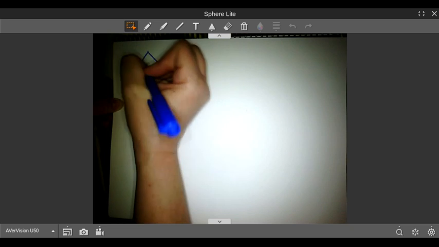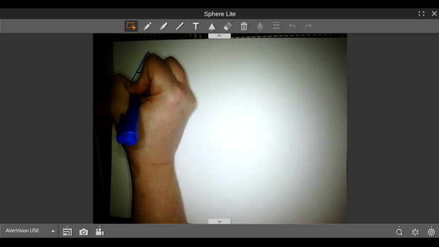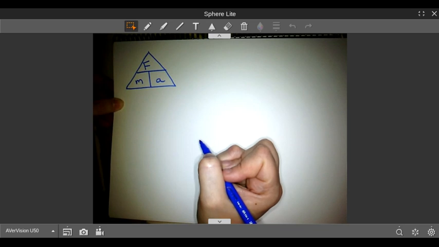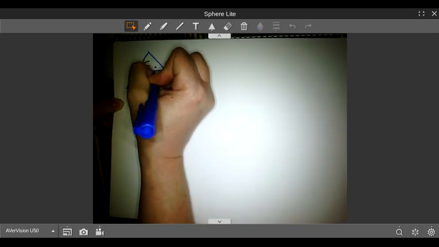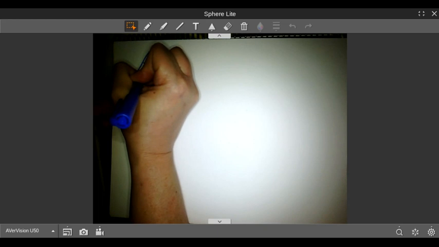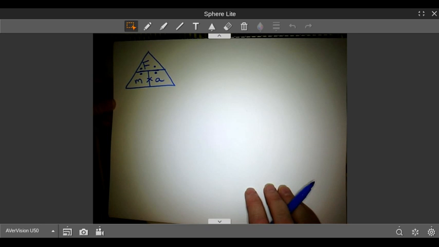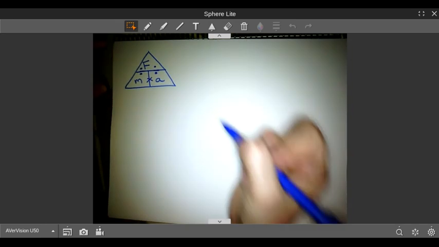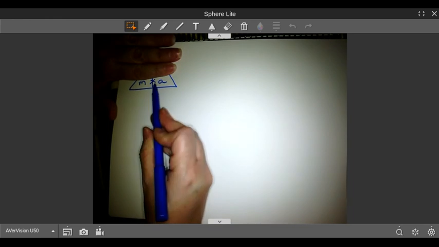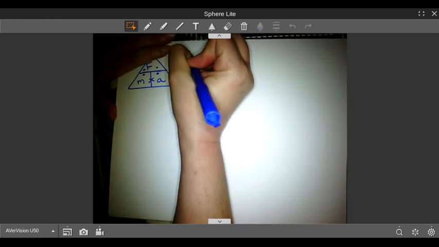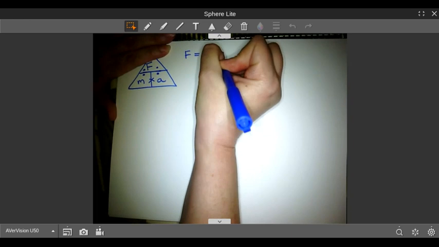So draw a triangle, F at the top, MA. So we know that there should be a divide symbol between both of these and a multiplication symbol here. Okay, so now to look at this relationship, we're going to have to figure out the formula to find each one of these. Okay, so we know the formula to find force. Force is mass times acceleration.